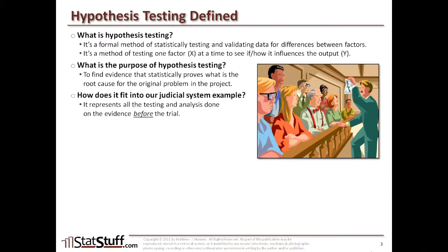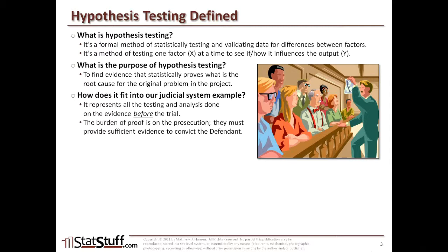So before we go to trial, we have to make sure we do all this testing of the evidence ahead of time. That is, in running a project, we need to make sure we get all the evidence and data and do all the analysis ahead of time, before we can actually prove this is the root cause and here are the fixes we might need to put in place to fix that root cause.